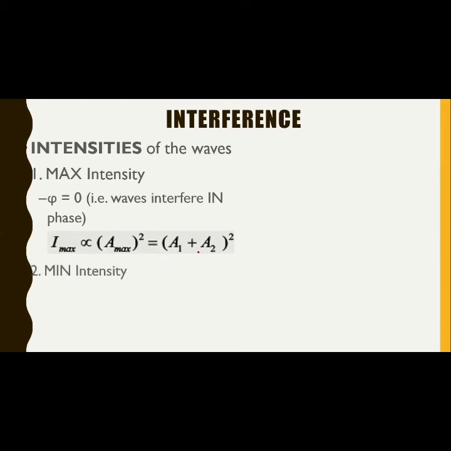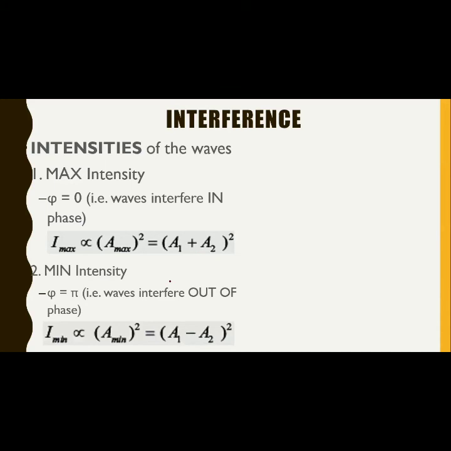Minimum intensity kab milta hai? When angle is 180, they are completely out of phase, exactly opposite to that of one another. So I min can be given as (a1 - a2) whole square.